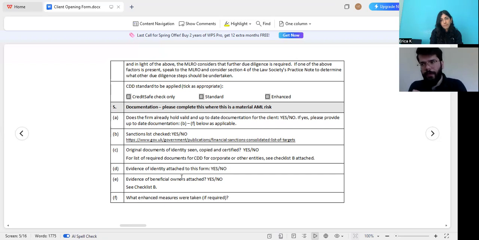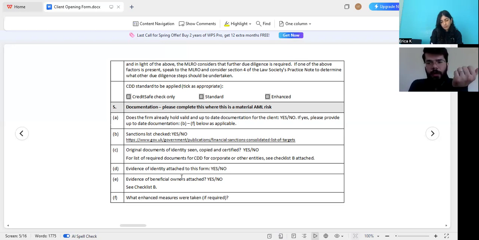you in the way of whether this is doable or not. If it's not, then they just guide you that it's not. CDD standard to be applied. Then you've got credit safe check only, either it's standard or enhanced. Then you've got documentation. Please complete this where this is a material AML risk.